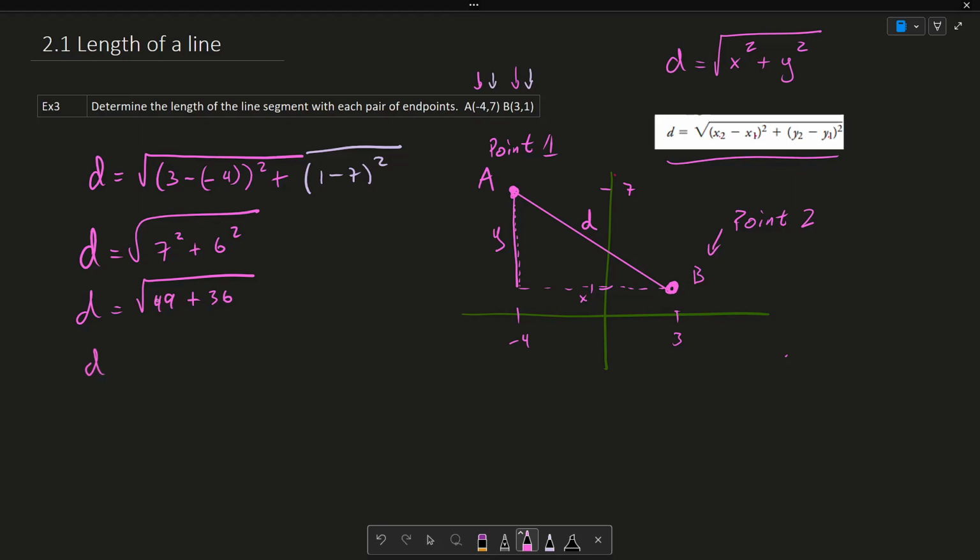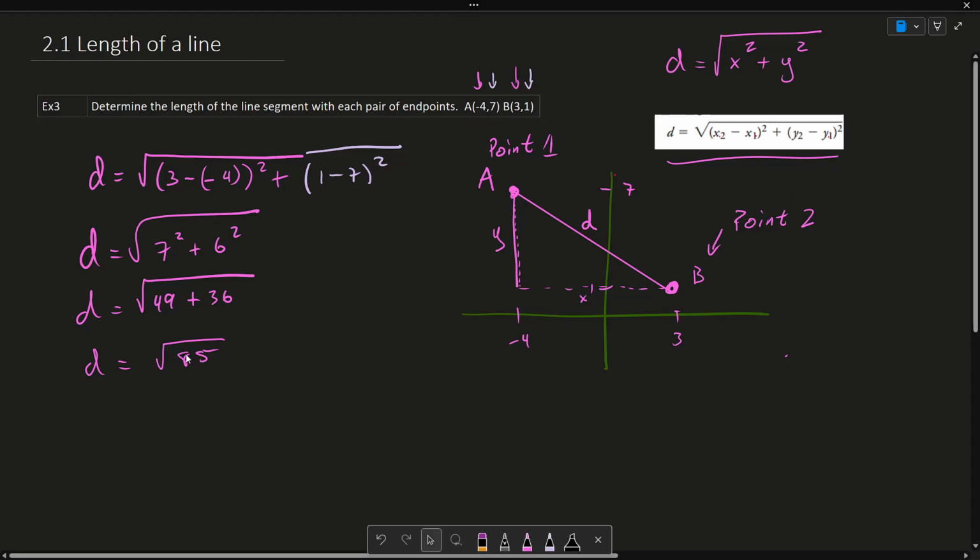So the distance is the square root of 85, which is, I don't know, maybe a little over 9 or so. So the distance from here to here is a little over 9. Okay? And we can basically leave it as a square root. Most textbooks and math teachers accept the square root as the possible solution. It's fine.